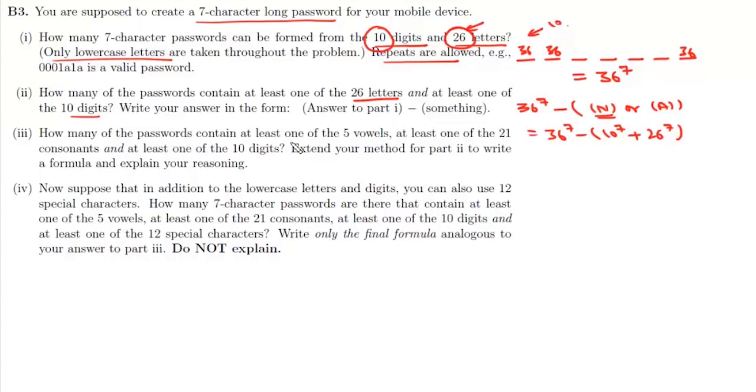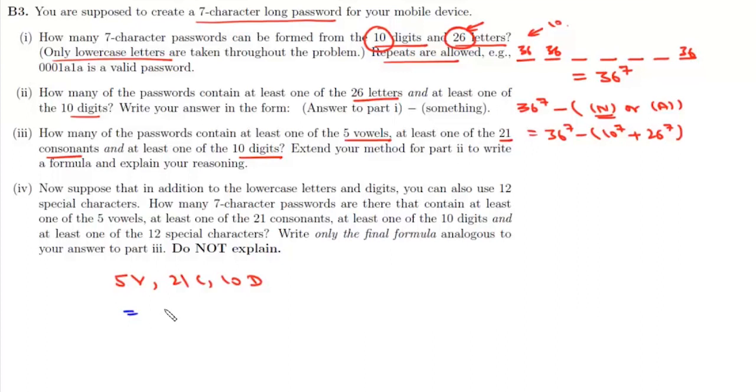How many passwords contain at least one of the 5 vowels, at least one of 21 consonants, and at least one of these 10 digits? So now we have 5 vowels, 21 consonants, and 10 digits. Now we need to form a 7 character long password containing one from each category. Now again we'll solve this using inclusion exclusion. So what we'll do is we'll find the total.